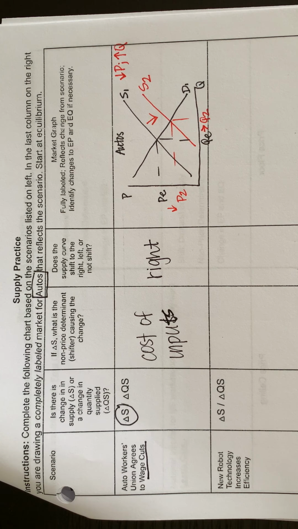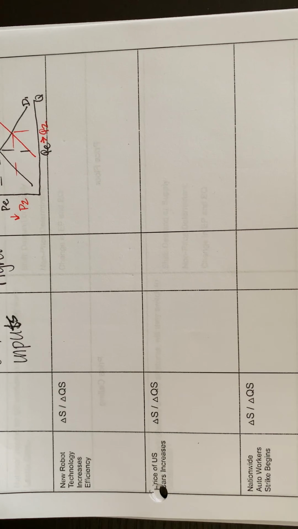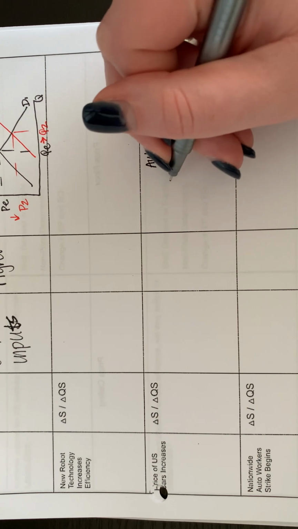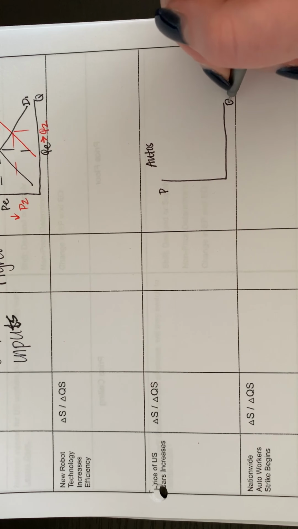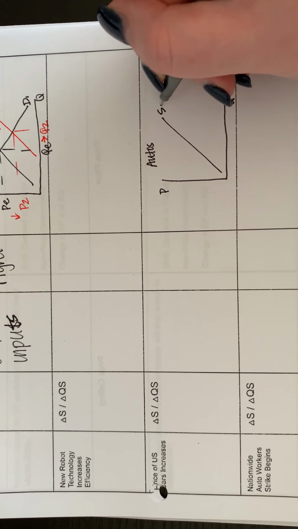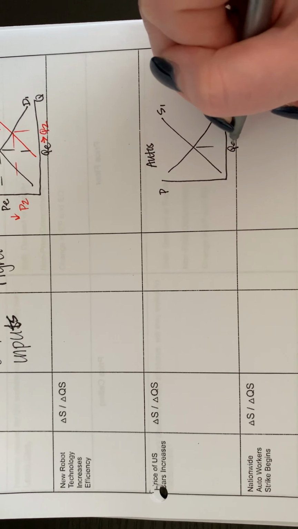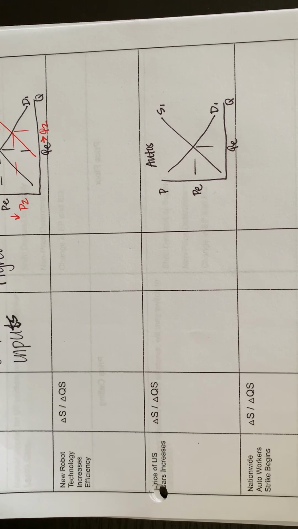So let's do another one. Let's do number 3. Number 3, let's go ahead and draw our market for autos. We have price on the vertical, quantities on the horizontal, supply slopes upward, demand slopes downward. We have QE and we have PE. Remember, everything is labeled. We have our 1s and 2s, so we know where we start and where we finish.